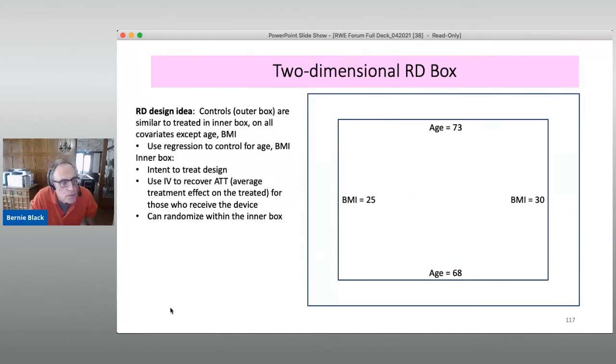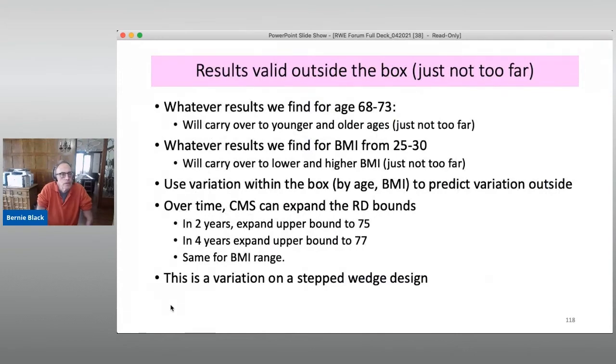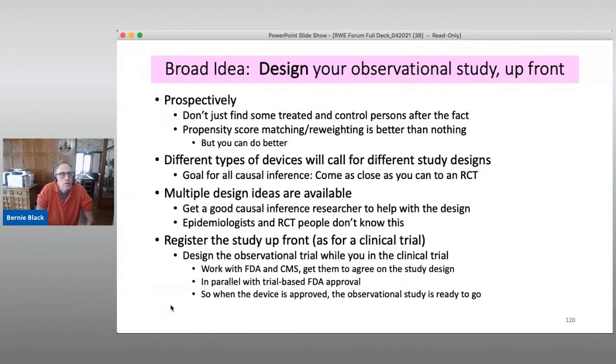Okay, so jump over to the last slide. Yeah, so the broad idea here, let me take a step back if I can, is you start out with a clinical trial, but you know that the real world is coming. We can ask device manufacturers, design your observational study up front. Do it prospectively. Don't just go find some treated and control persons after the fact. Yes, propensity score matching and reweighting is better than nothing, but you can do better.